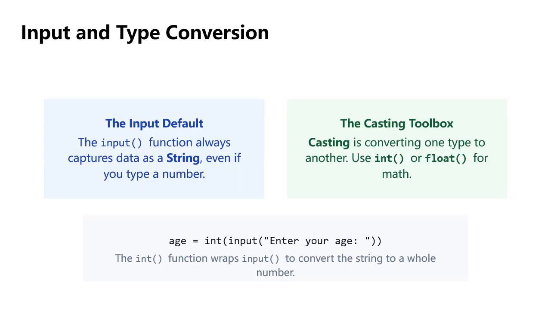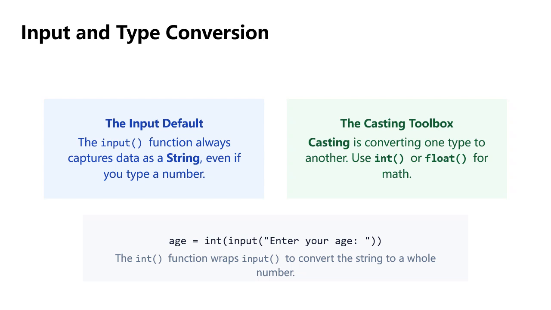Let's move on to a critical skill in Python: handling user input and managing type conversion. There is a very important rule to remember. The input function always captures data as a string. Even if the user types in the number 25, Python sees it as text. This means you can't perform math on it right away. To solve this, we use the casting toolbox. Casting is simply the process of converting a variable from one data type to another, like turning a piece of text into a usable number.